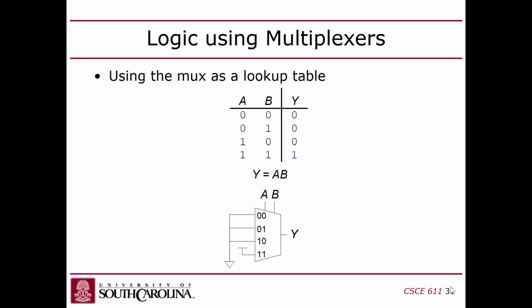So if you think of A and B as the select input, then each row on this truth table represents an input to the mux, right? And so then you just take the inputs A and B and make that the select, and then you hardwire the inputs to either 0 or 1 as defined by the output. So in this case, 0, 0, 0, 1. That little upside down triangle is ground, 0, false. And then that little T is the VDD, 1, right?